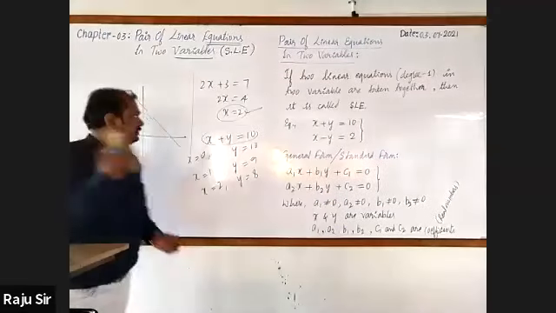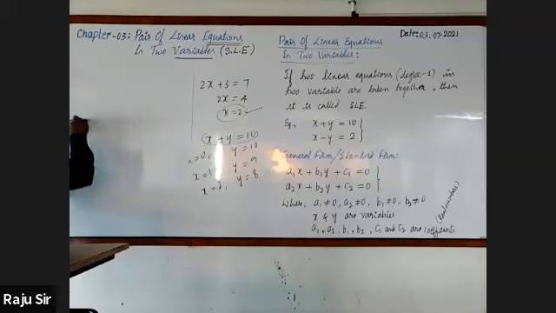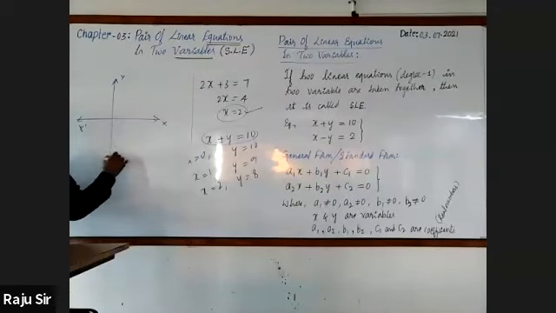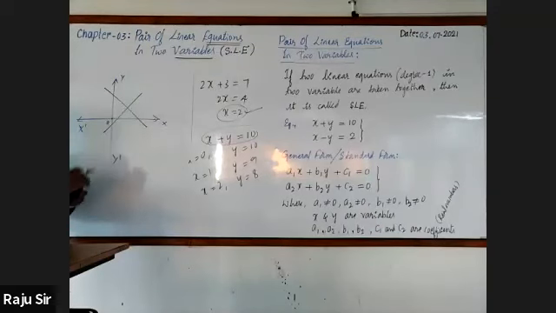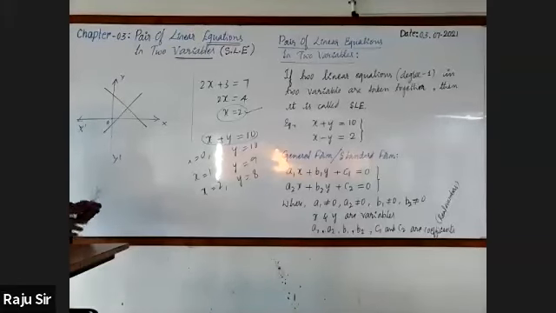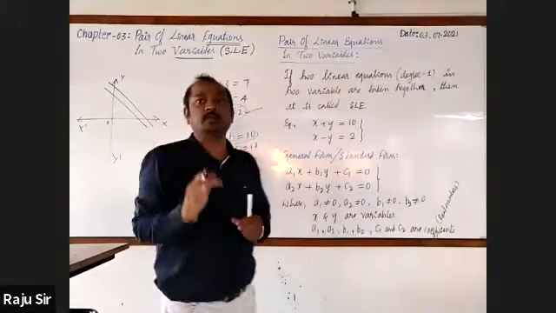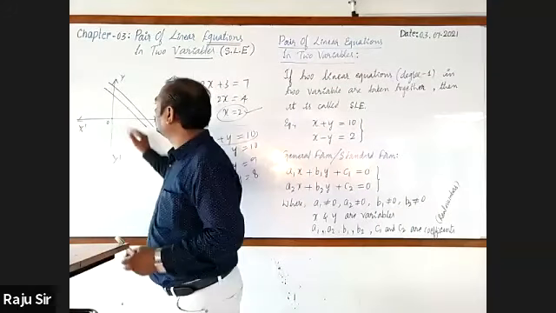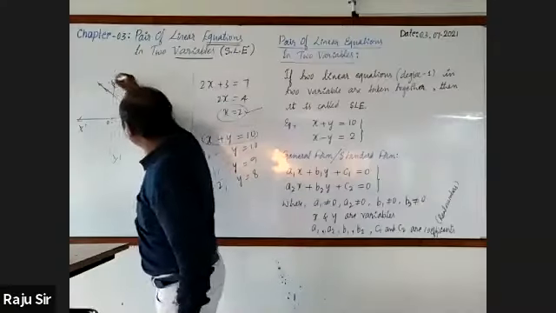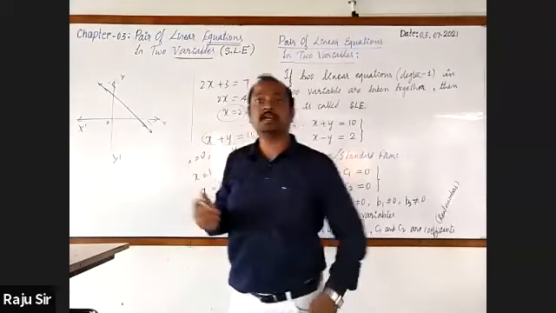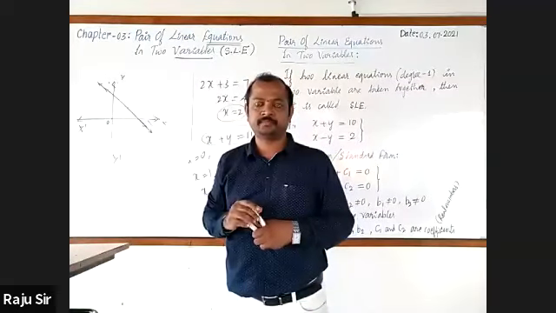Taking x and x dash, y and y dash as axes, the two lines may intersect each other. This is one possibility. The second possibility is that the lines may be parallel to each other. The third case is coincident: the lines may coincide, meaning the graph of one equation lies on the same line as the other. So these are the three different possibilities.